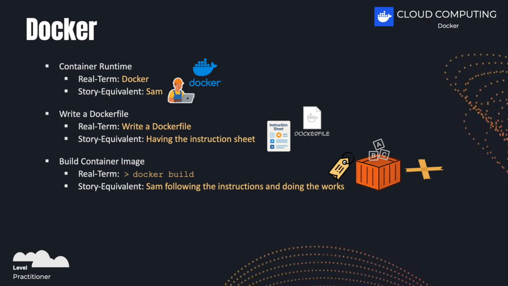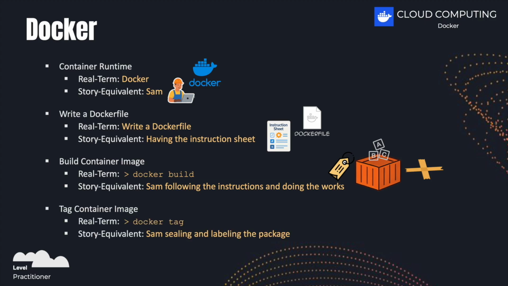Next, when the container is ready, Sam sticks a label on it, a tag or a name that identifies the container's identity or its purpose. In the real world, you use the Docker tag command. Docker tag helps you manage versions of your image, so you always know which one to pull and run later on, whether it's for testing, production, or a specific feature.